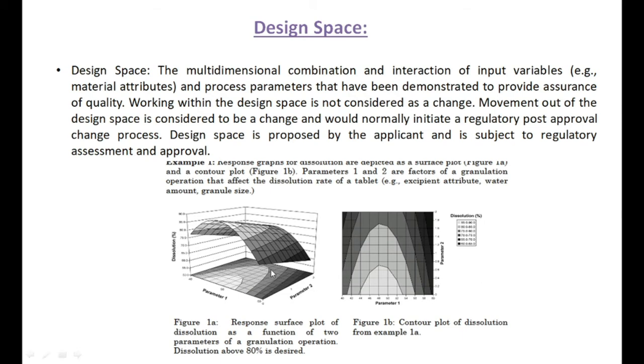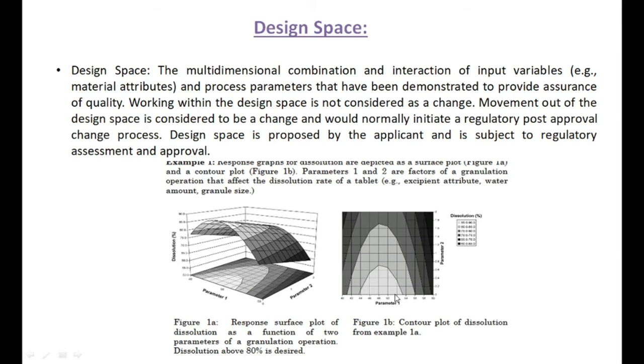Here we can see two types of graphical presentation. One is a response surface plot, that is a three-dimensional representation. Here the CQA selected is dissolution, and two parameters are associated with the material: one is the quantity of water used during the granulation process, and the other parameter is the granule size. So this shows the effect of these two parameters on the CQA, that is dissolution. Another curve is the contour plot. This is the two-dimensional representation of the response surface plot.